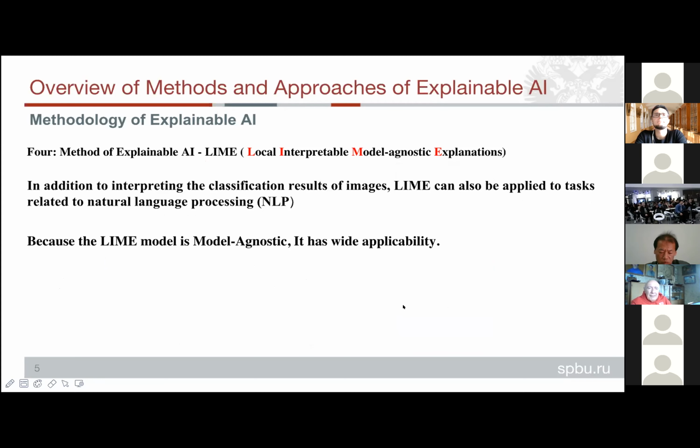In addition to interpreting the classification results of images, LIME can also be applied to tasks related to natural language processing. Because the LIME model is model agnostic, it has a wide applicability.